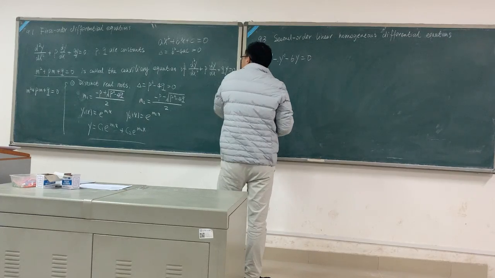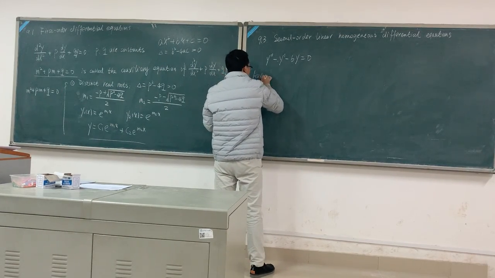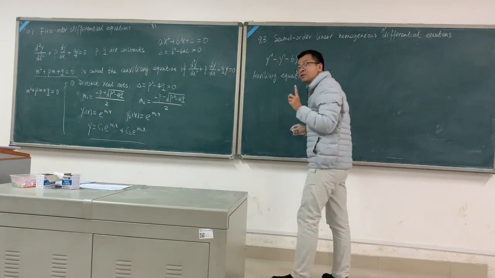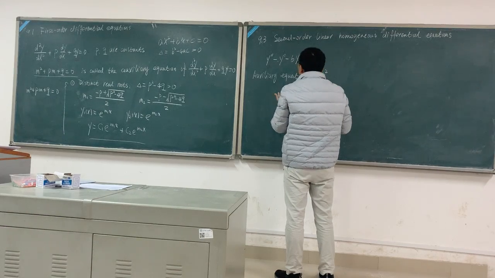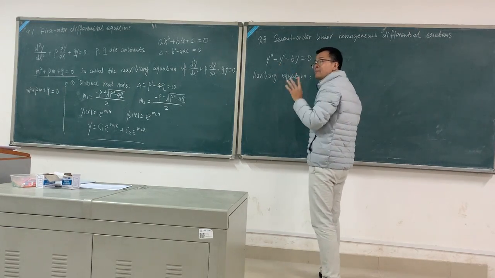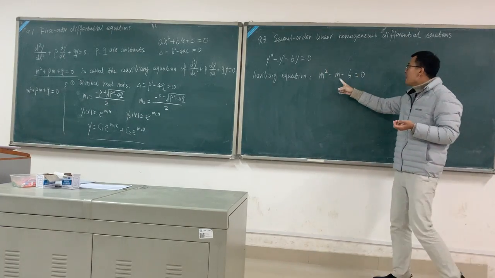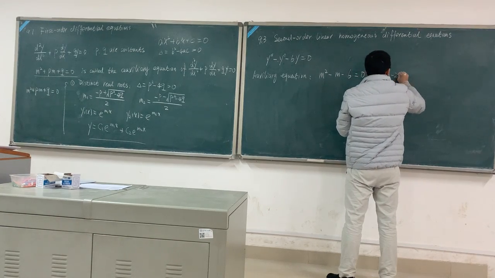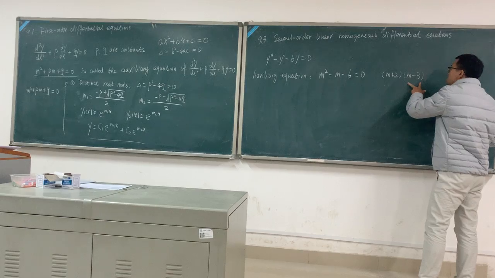First we need to find the auxiliary equation. We replace y double prime by m squared, y prime by m, and y by m to the 0 power, so it's 1. So m squared minus m minus 6 equals 0. From here we can see it factors as m plus 2 times m minus 3 equals 0.